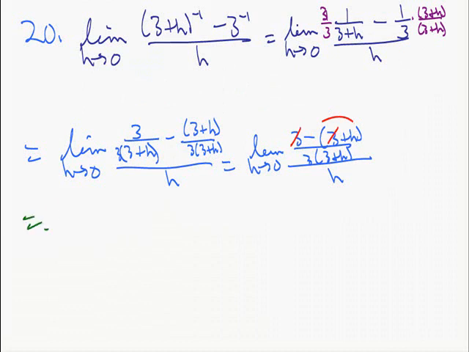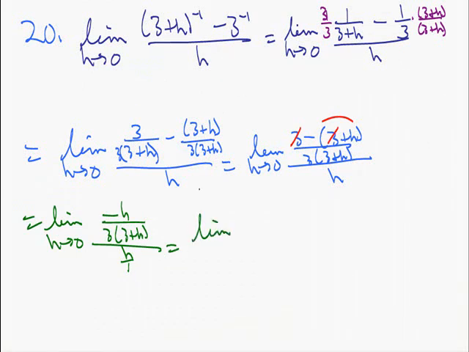So we're going to be left with the limit as h approaches 0 of negative h over 3 times the quantity 3 plus h, all of that divided by h, or all of that divided by h over 1. We have a fraction divided by a fraction here, so we can multiply the first fraction by the reciprocal of the second fraction. This is negative h over 3 times the quantity 3 plus h, times 1 over h. And now these h's divide to 1.